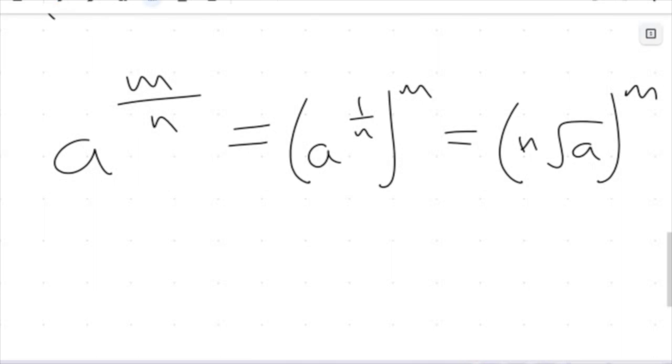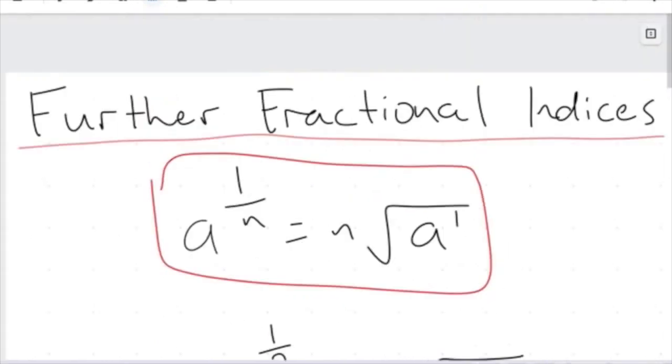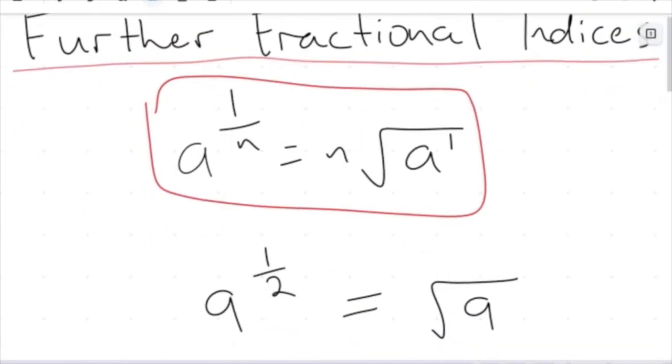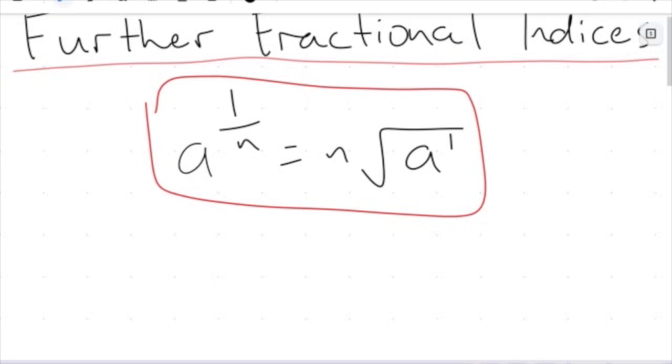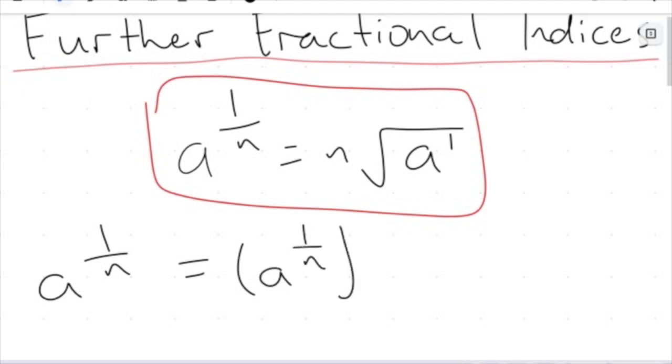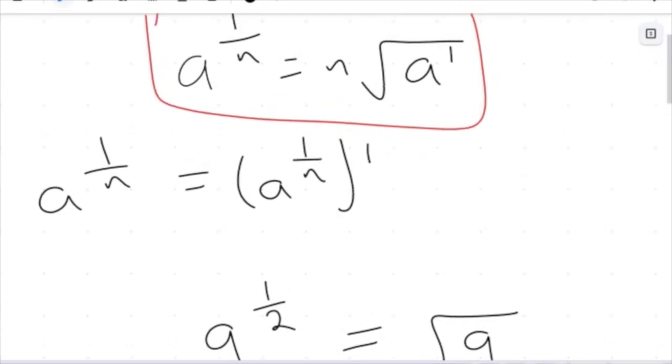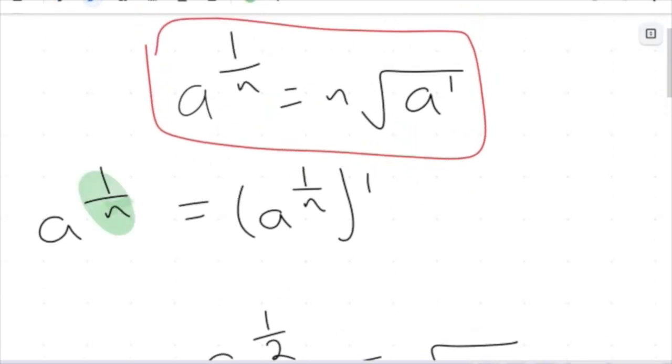Now, why did I actually end up writing that 1 over here? Well, that was to show you that this law that we just came up with still applies to the fractional indices we learnt about before. a to the power of 1 over n, I can write that as a to the power of 1 over n times 1, right? Because 1 over n times 1 is just another way of writing 1 over n.